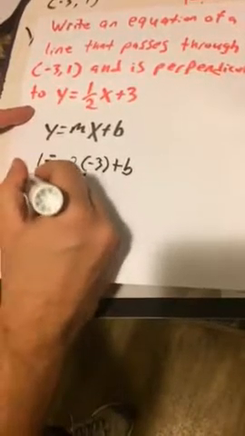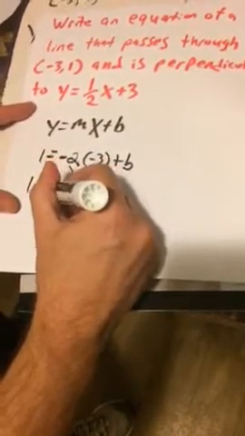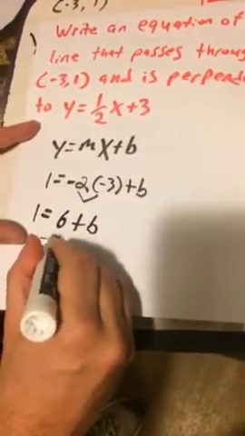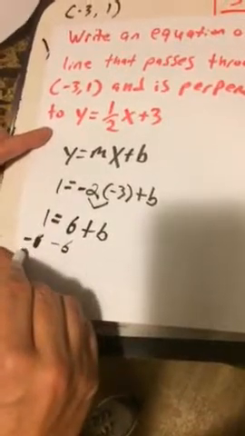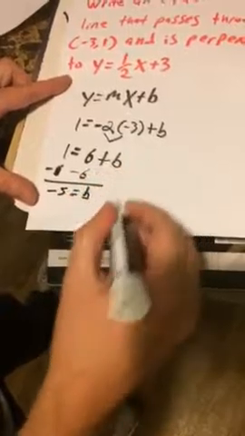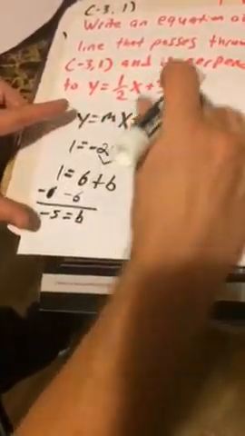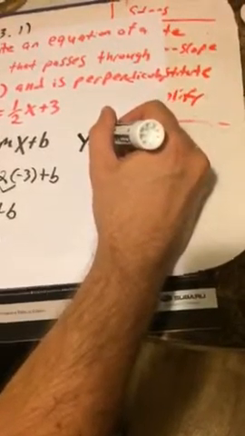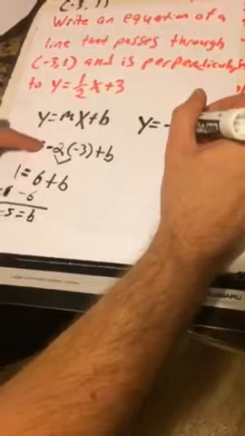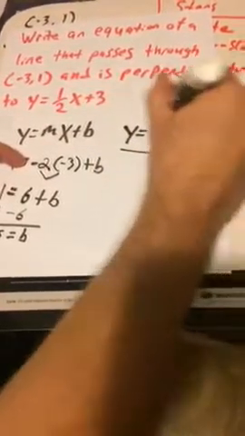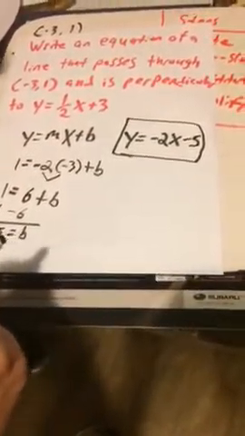A negative times a negative is a positive. And bring everything else down. And then just subtract the 6 from both sides. And then we have our answer. Negative 5 equals b. So if I were to rewrite that, I'm going to write it up here to the side. I'd write y equals, the m we know is a negative 2, x minus 5. There you have it. That's one way that you can start with a point and an equation of a line and find the perpendicular line.